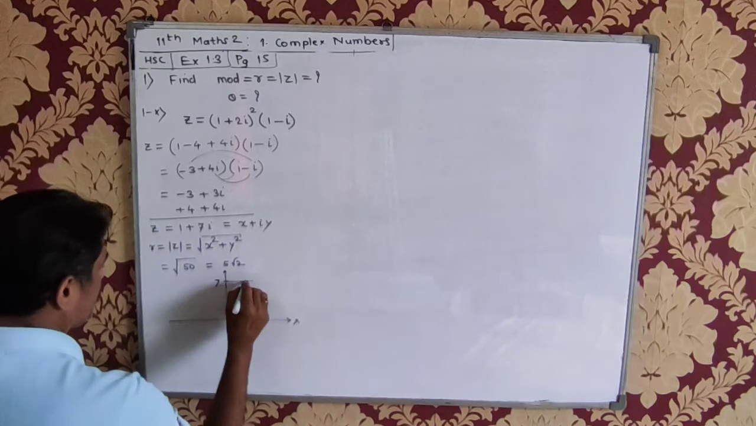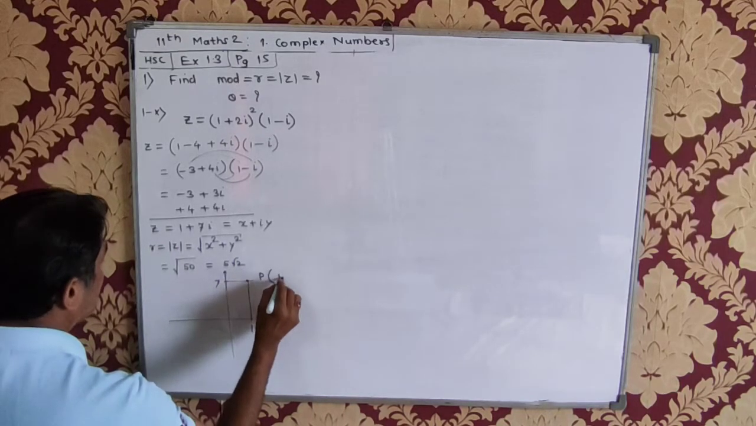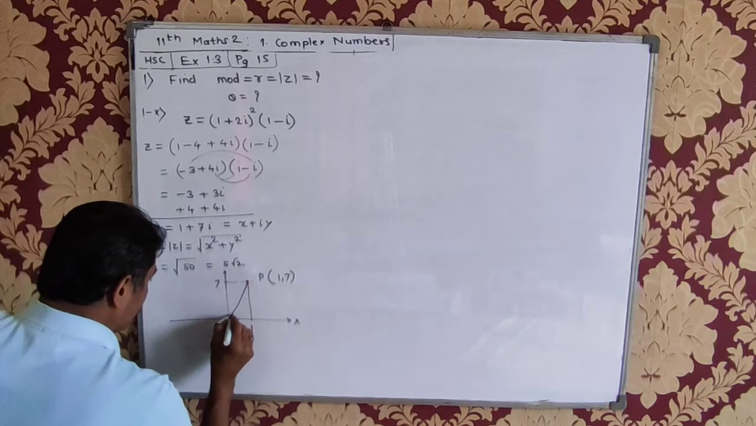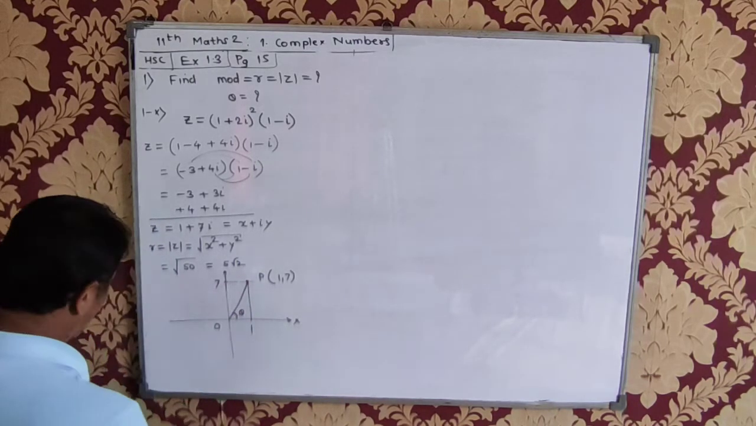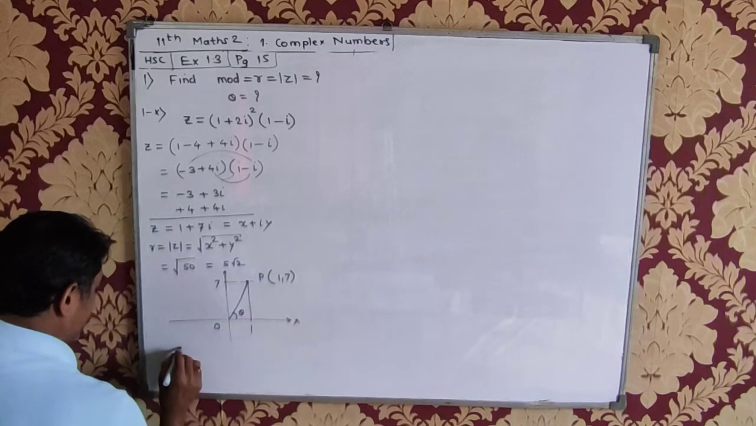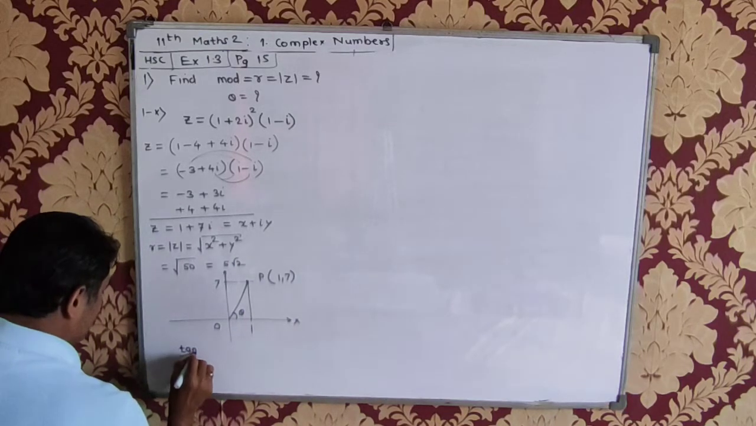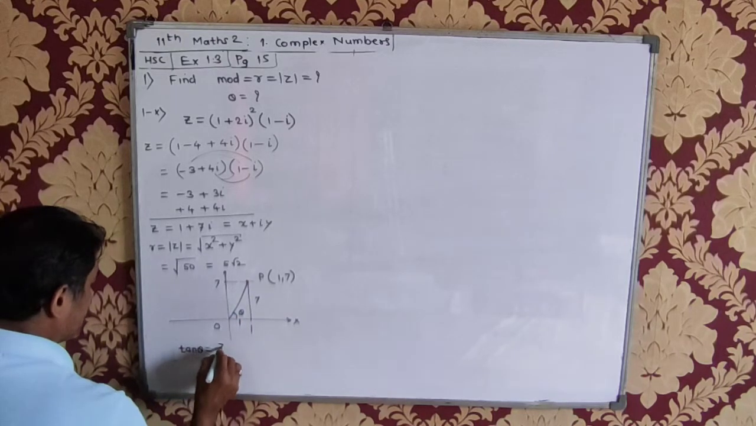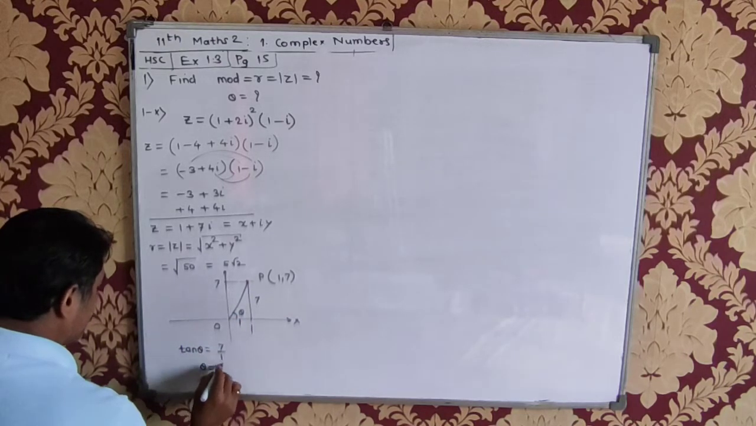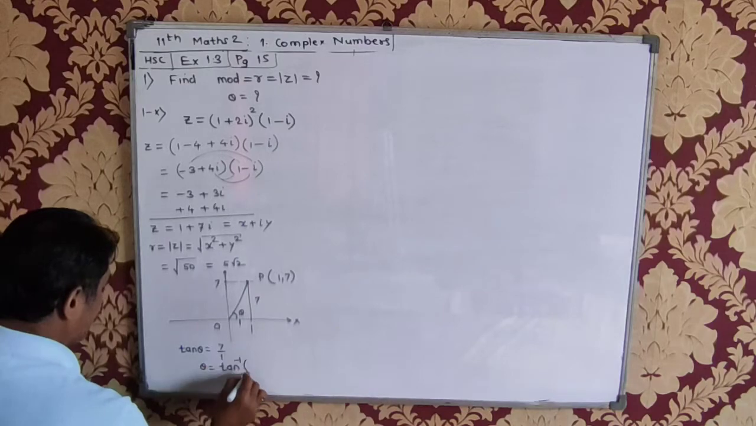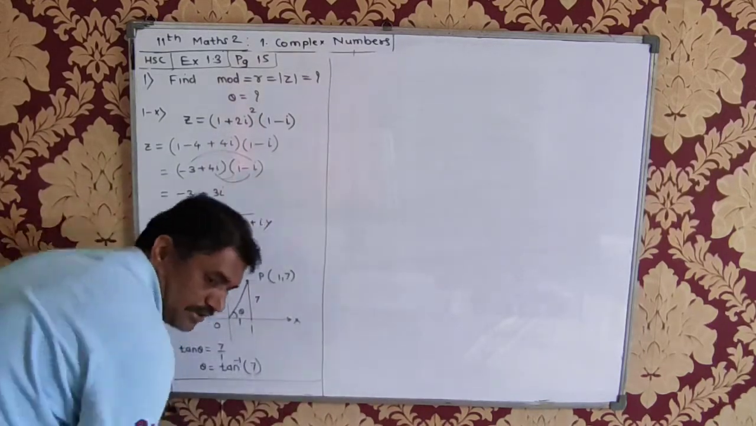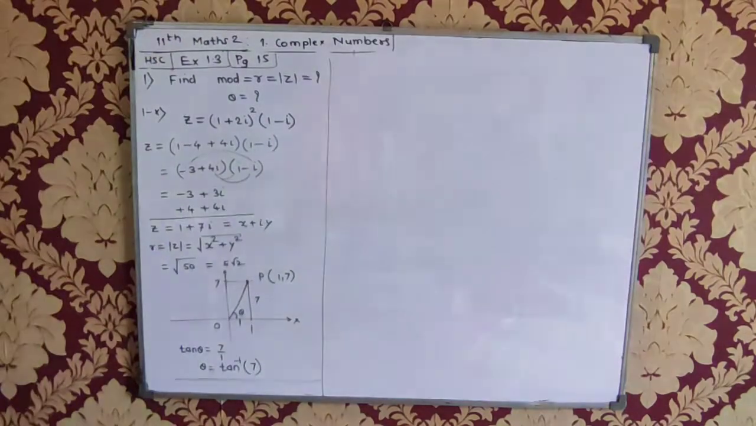Yes. So this is point P, having coordinates 1, 7. And this will be the OP, and this is angle theta. So what is theta equal to? Tan theta is equal to 7 upon 1. So theta is equal to tan inverse of 7. Tan inverse of 7, that is the amplitude or argument. Is this okay? Any doubts about that?